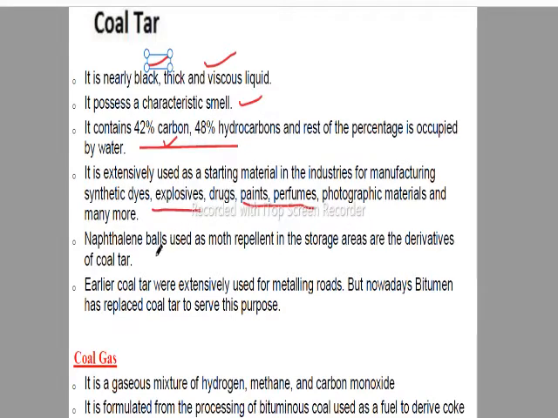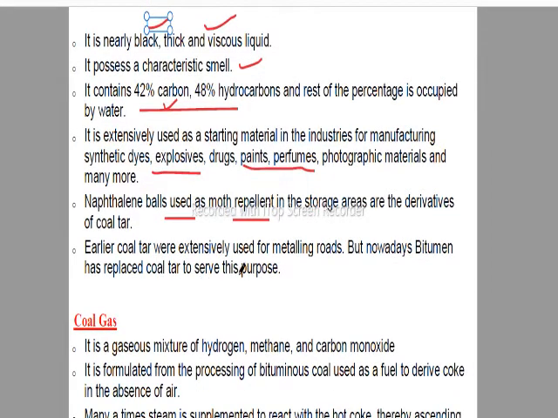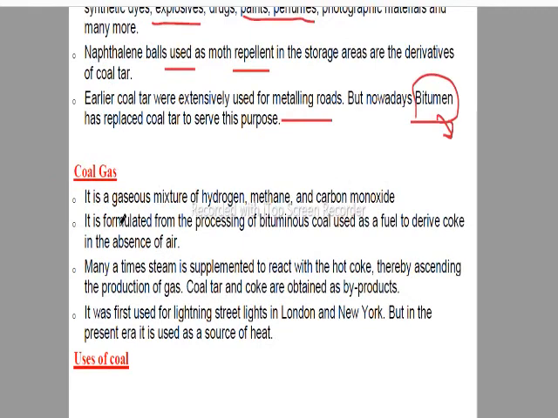इन सब के starting material में इसको use करते हैं. Naphthalene ball जो कि हम moth repellent के जैसे use करते हैं, वो भी कोल तार से बना होता है, right. Earlier coal tar was extensively used for metaling roads. कोल तार को हम जो डामर रोड है उसमें यूज़ करते थे, बट अभी क्या होता है, कोल तार की जगह हम क्या यूज़ करते हैं, बिटुमिन यानी डामर यूज़ करते हैं, और ये एक पेट्रोलियम प्रोडक्ट है.